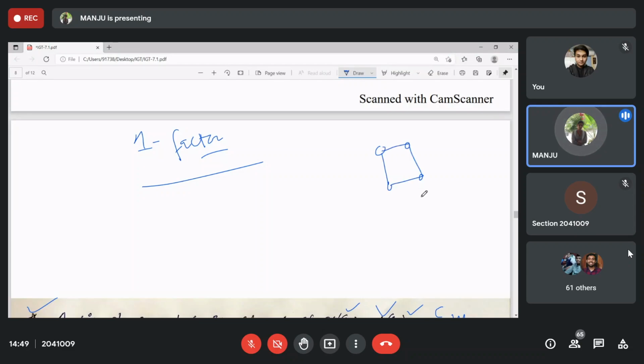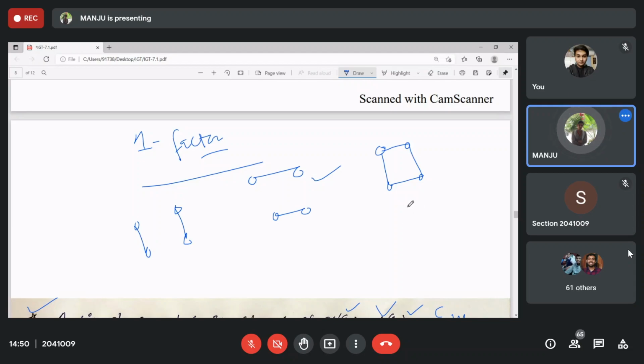Does it have one factor? No, ma'am. Sure? Does this graph have one factor? Yes, ma'am, we can draw. If you can draw now, alternate edges we will take. This one is one factor, this one is one factor. Zero factor also, two factor also, right?